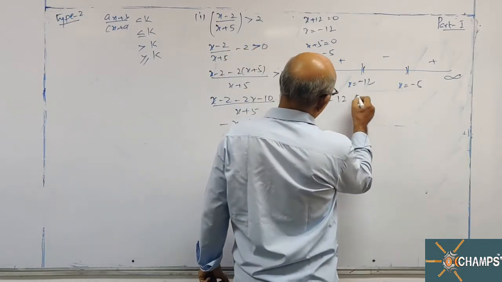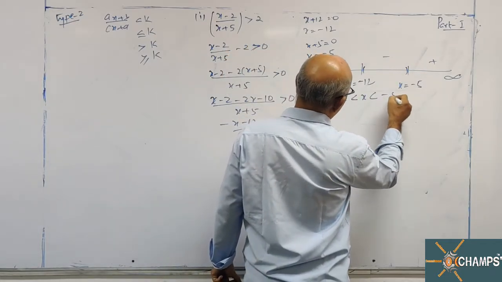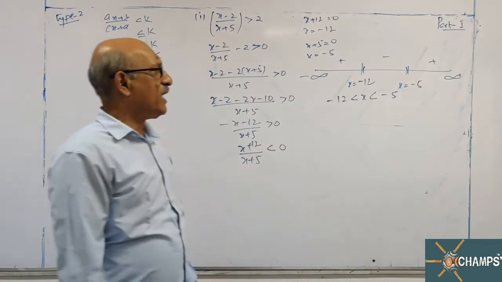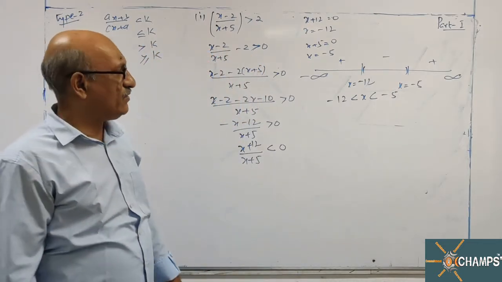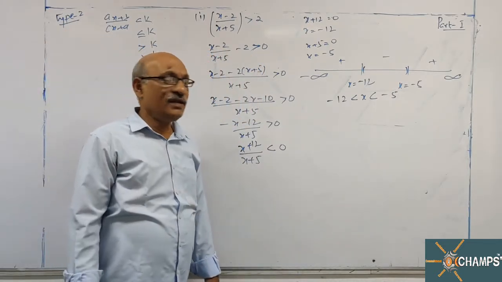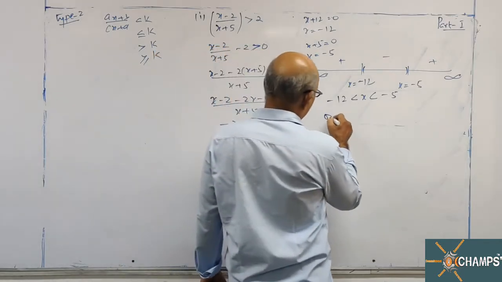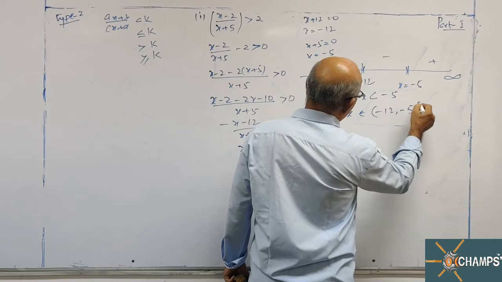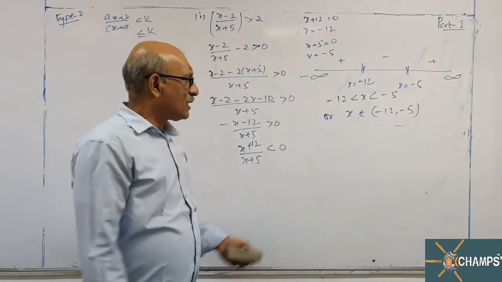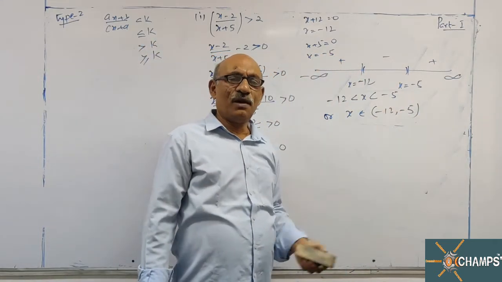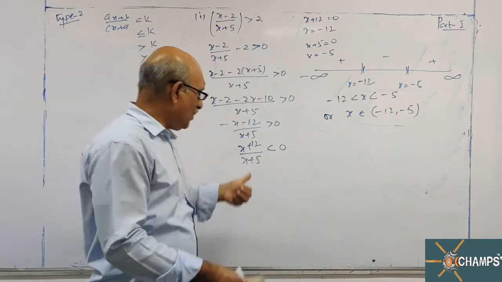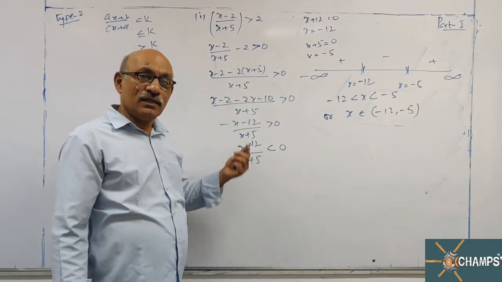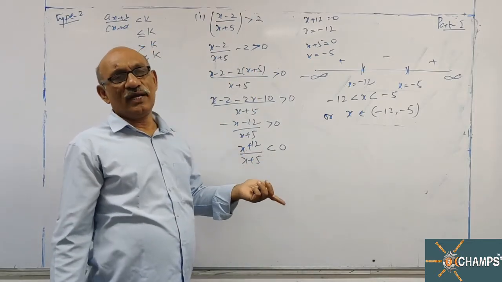So minus 12 less than x, x less than minus 5. How to write the answer? Minus 12 less than x, x less than minus 5. Or x belongs to the open interval minus 12 to minus 5. This is the lower limit and this is the upper limit. In this area, this inequality is satisfied. That is the solution set to the given problem.